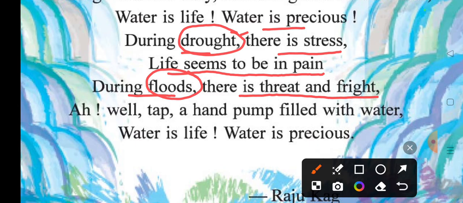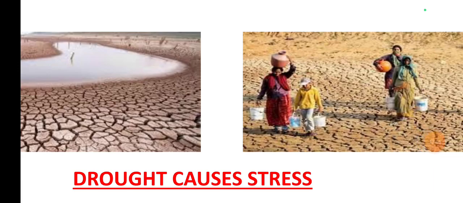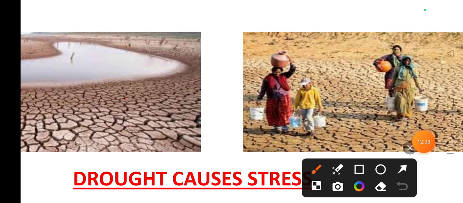And during flood, what happens? In flood, there is too much rain, and due to flood, it causes damage to our property, animals, and many things. Let's see the image. You can see here the image of drought condition. Here, this is the drought condition. You can see here the river water is dried up, due to which many plants died and animals also died. Okay, and to fetch water, we have to walk many miles. So this condition is very stressful.